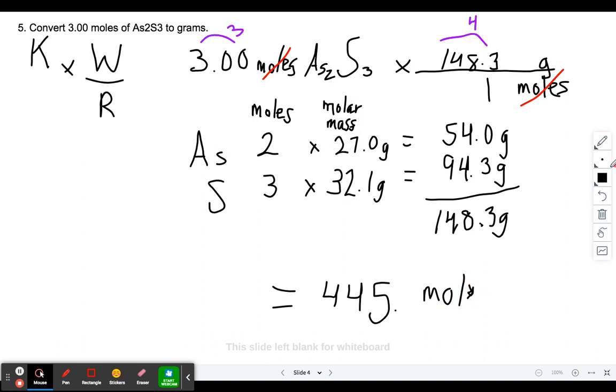Oh, sorry, I said moles. I'm totally wrong on that. That's my fault. I didn't look at my units up here. It's not moles because I canceled out my moles. This is 445 grams. Don't forget, what units you have on top of the want is the answer you have to have at the end. Okay, and that is number 5. And let's go to number 8.